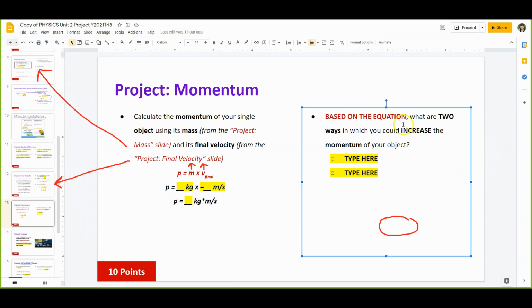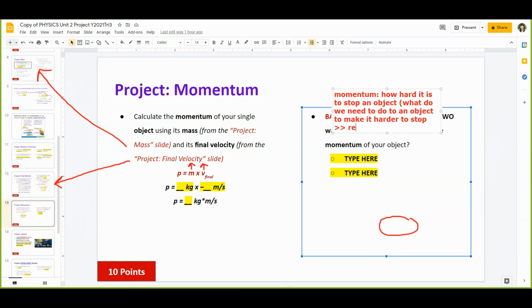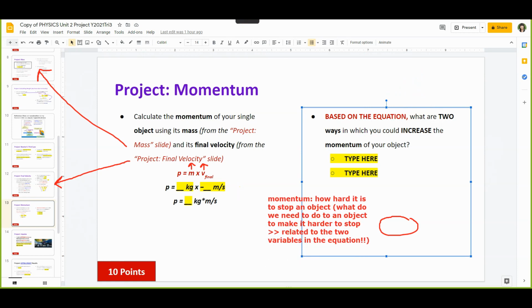Remember, momentum is just how hard it is to stop an object. So think about, what do we need to do? What do we need to do to an object to make it harder to stop? And again, this is related to the two variables in the equation. Okay, so let me go ahead and just move that over here. All right, so it's related to these two variables right here.